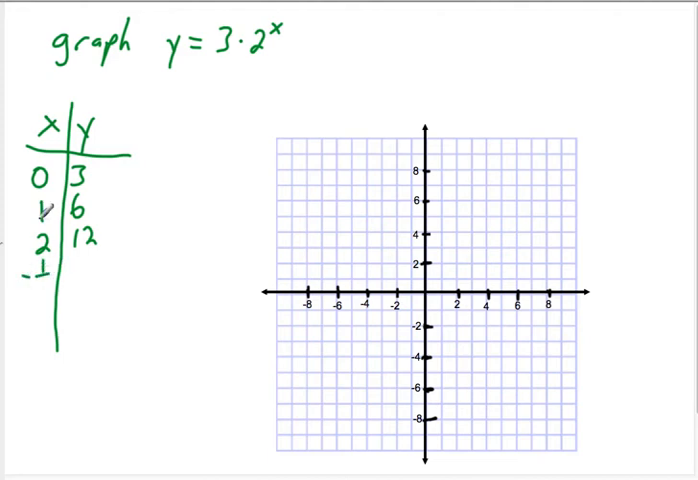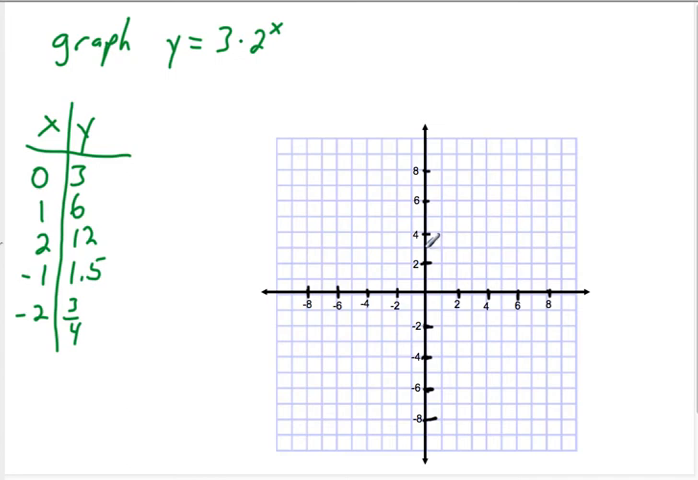So when x is not 1/2, let's make it -1. Then we'll have 3 times 1/2, so it's about 1.5. And if it's negative 2, it'll be 1/4, so about 3/4. All right, let's try to graph that.